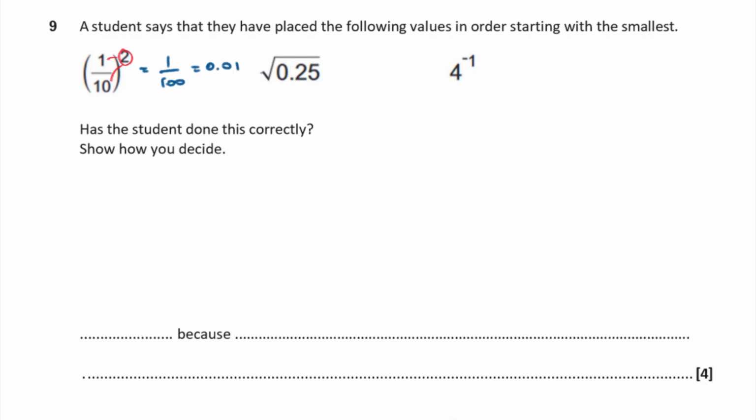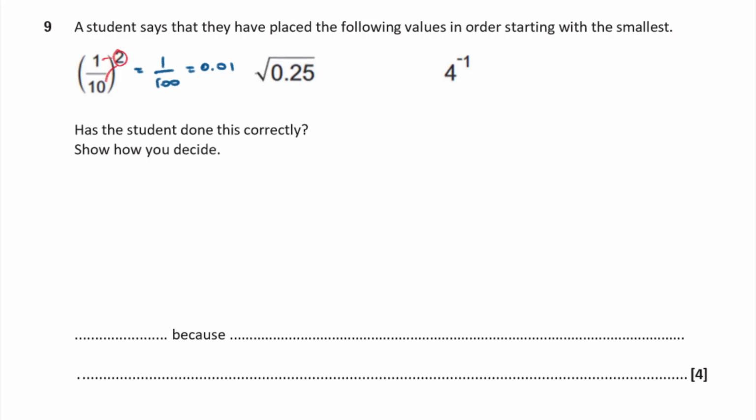Now, root of 0.25. Okay, similarly, well, I can write 0.25 as a fraction. That's 1/4, isn't it? Now, 1/4 square rooted, that's the same thing as root 1 over root 4 then, isn't it?